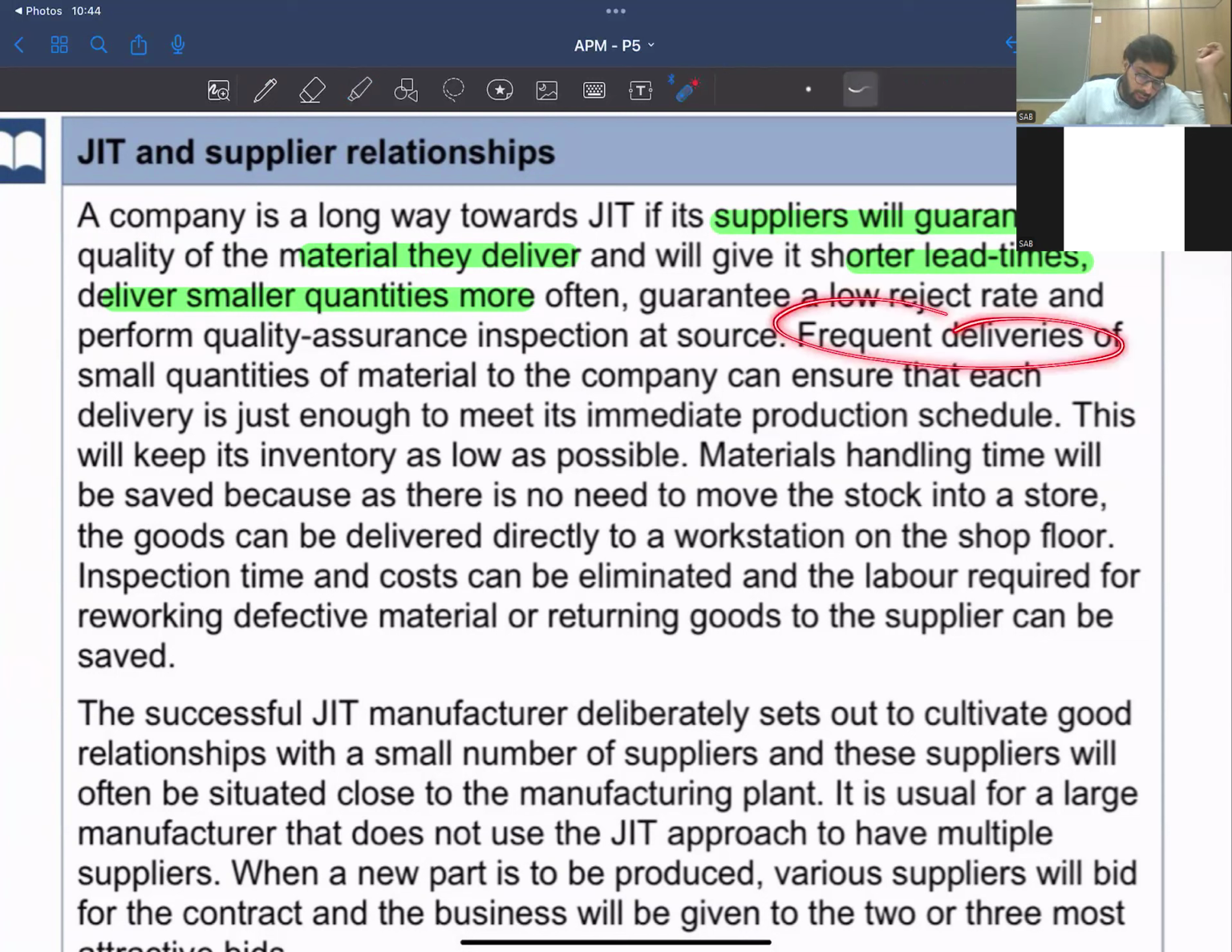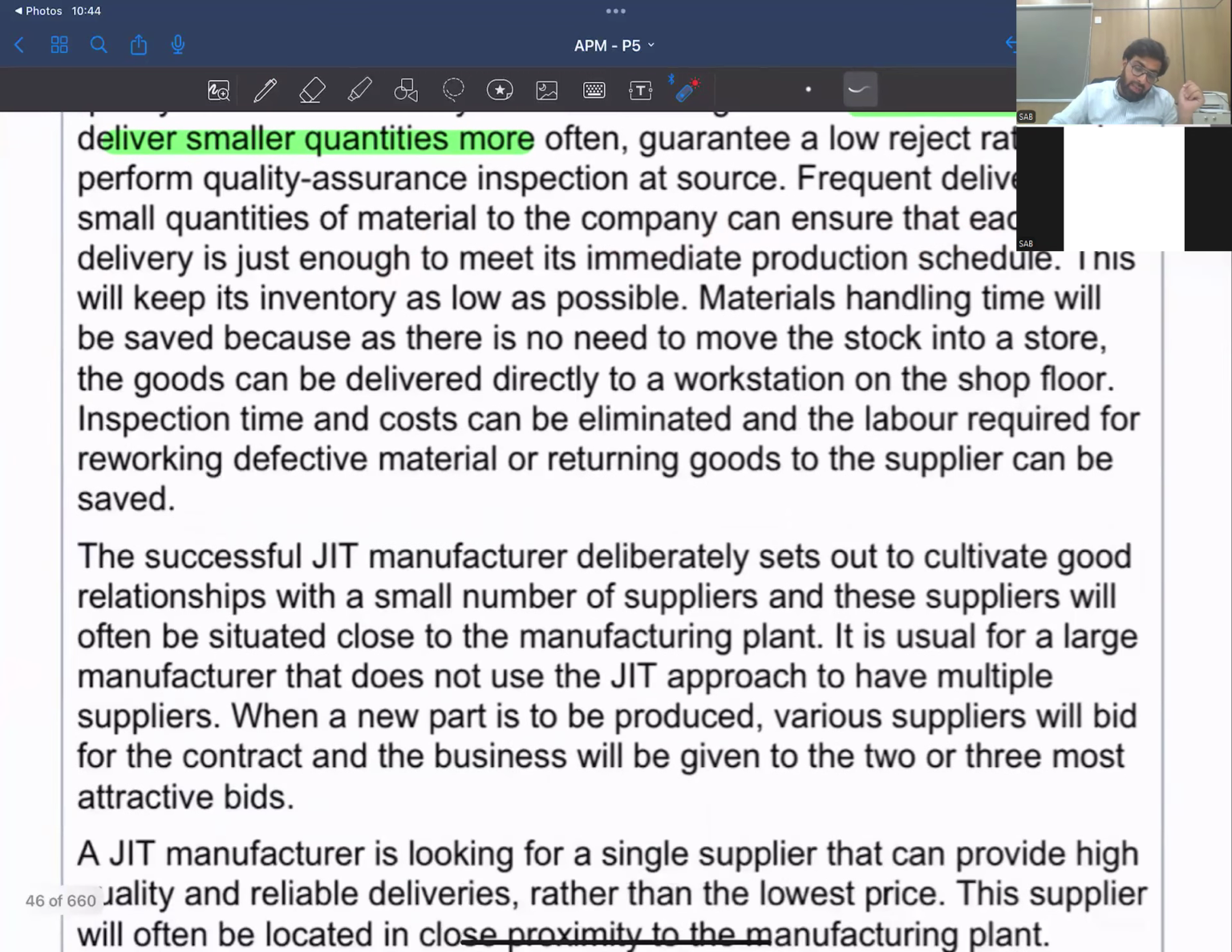So frequent deliveries of small quantities of material to the company can ensure that each delivery is just enough to meet immediate production. You have to make sure that you are maintaining the immediate production, and this will keep the inventory as low as possible, which is the aim of getting your product low, right?